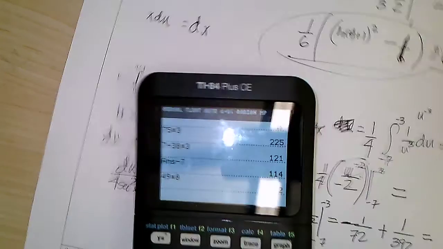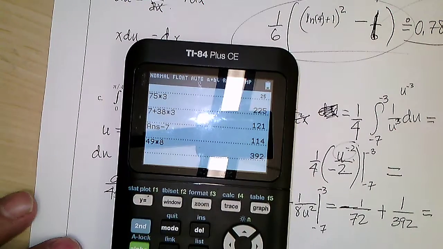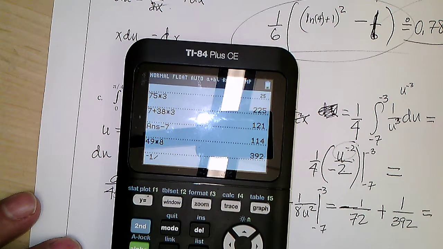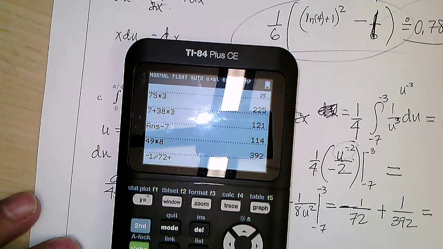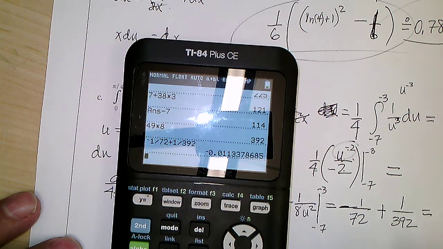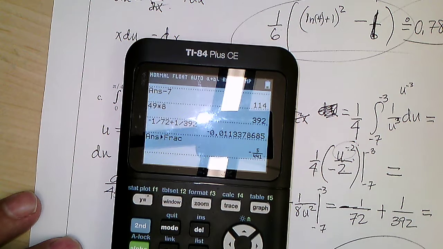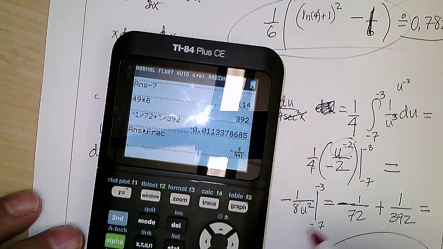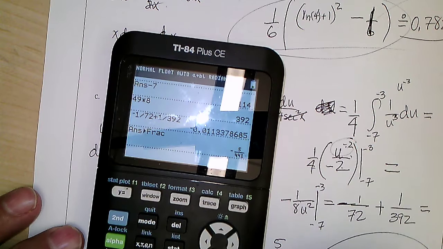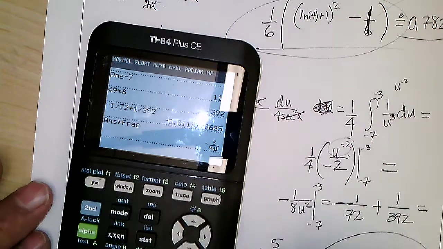So minus 1 divided by 72 plus 1 divided by 392 is negative 0.011338-ish. If I change that to math, enter, it is 5/441.